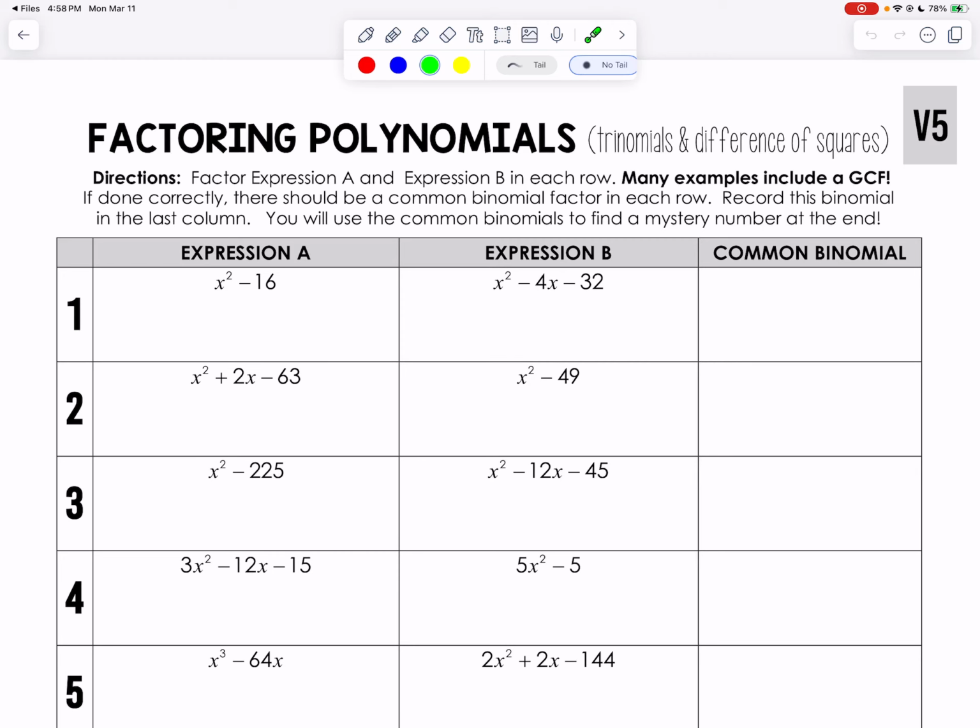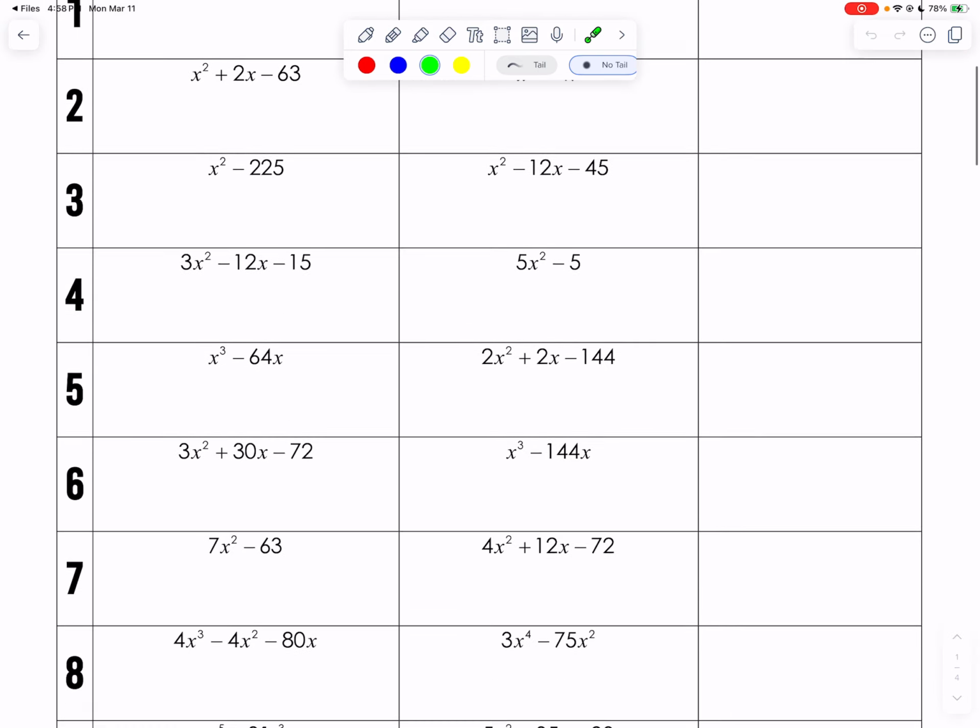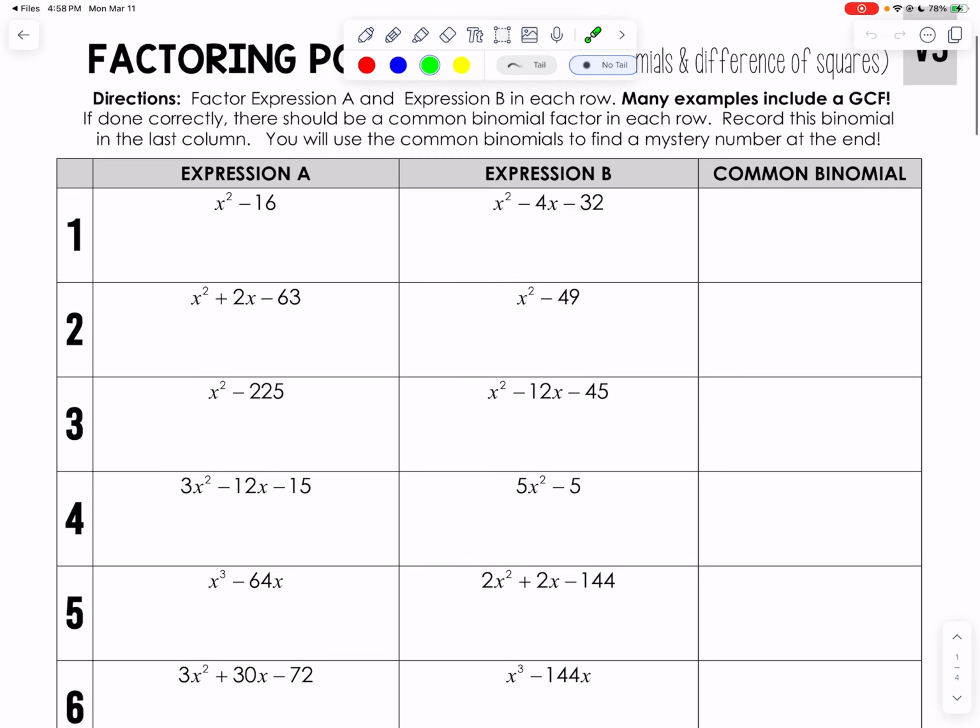Alrighty, so today we are going to do more on factoring polynomials. Today we are going to integrate everything that we have learned. So GCF, differences of squares, trinomials when a is equal to 1, and trinomials when a is greater than 1. So we have 18 problems to work with.